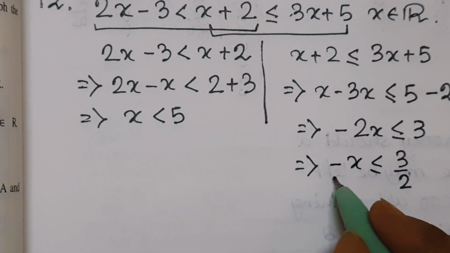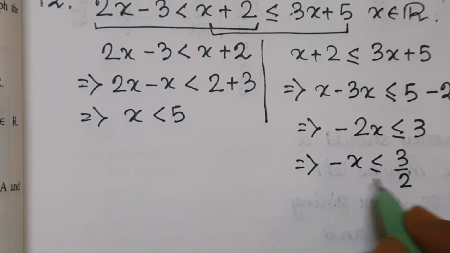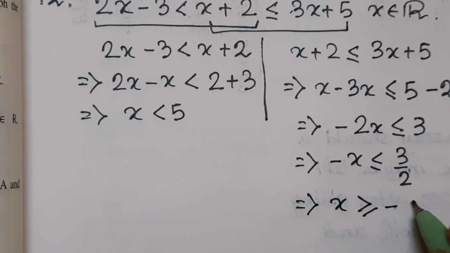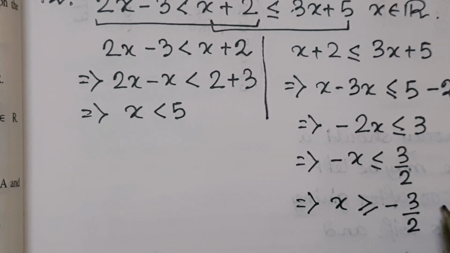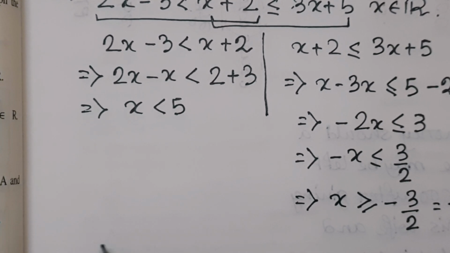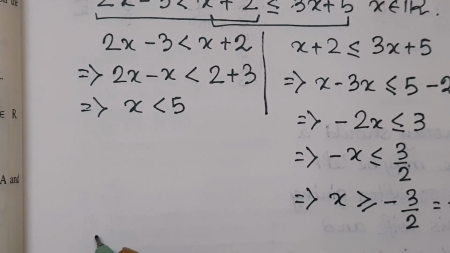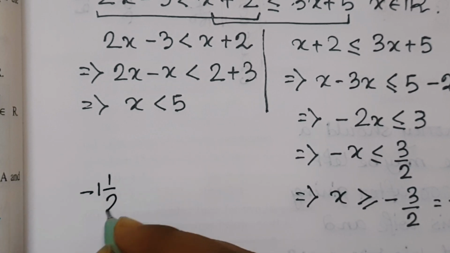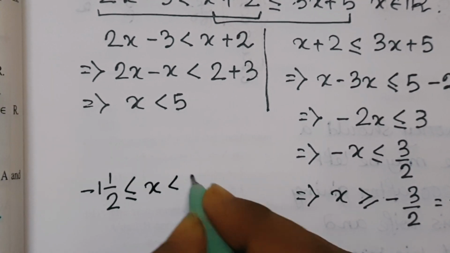Now if you change the sign on both sides, you will get x greater than or equal to minus 3 by 2. That means minus 1 and a 1 by 2. So if you write it, you will get minus 1 and a 1 by 2 is less than or equal to x less than 5.